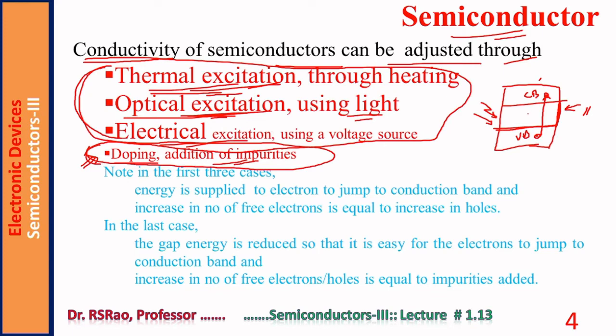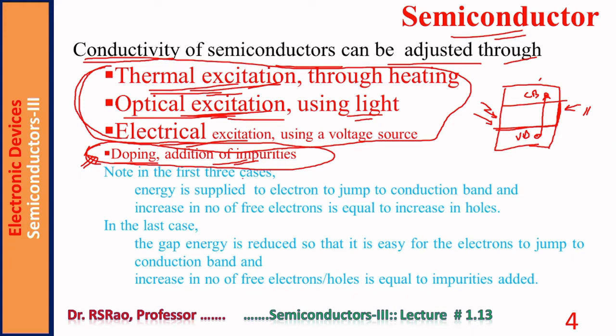For example, if you give energy by means of heat, more and more electrons move into the conduction band and conductivity increases. But once you remove the heat source from the slab, the increased concentration of electrons comes back to its preheated state. So conductivity also comes back. Similar is the case with optical excitation. When light falls, conductivity goes up, but when the light source is removed, conductivity comes back to the pre-excitation level. Similar is the case with electrical excitation.